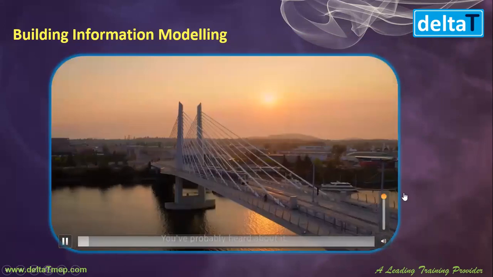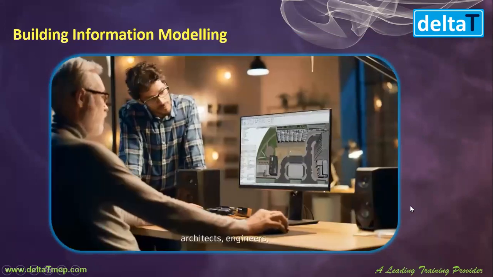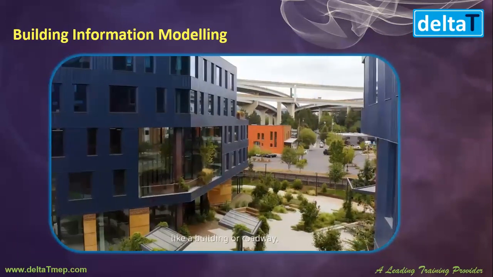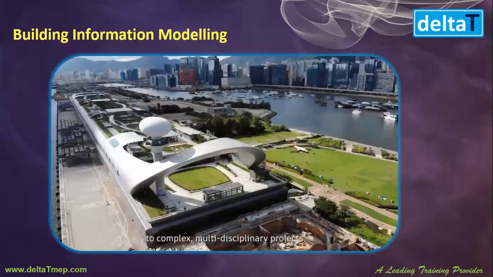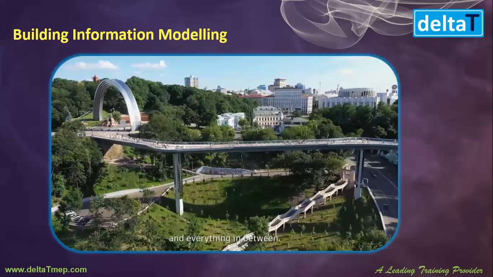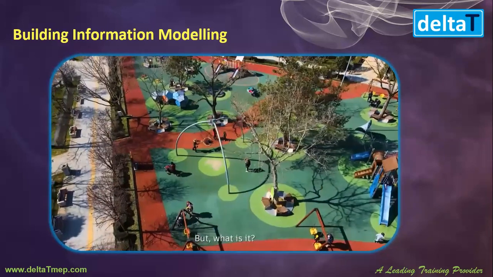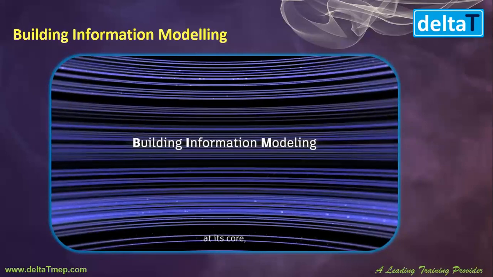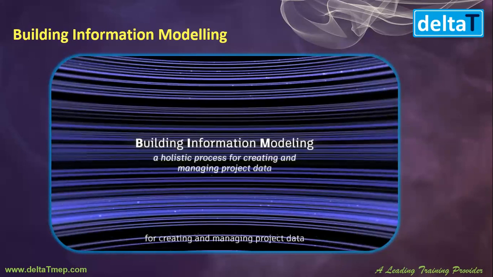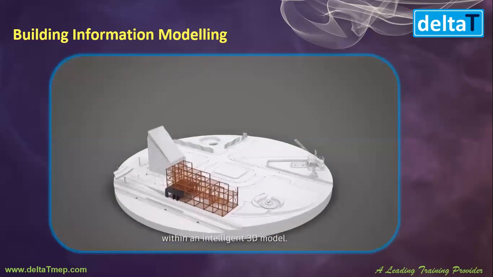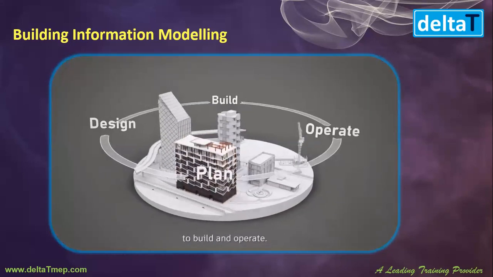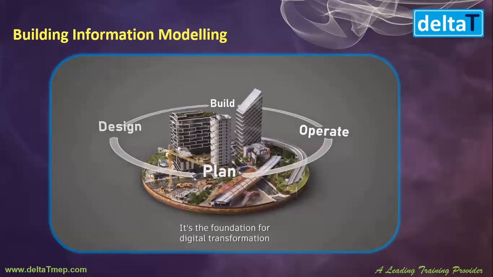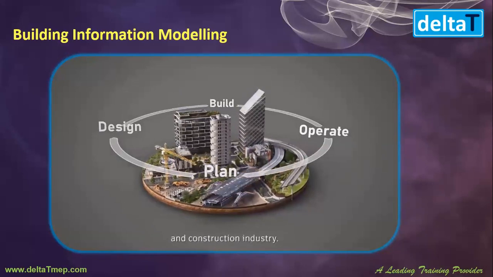BIM. You've probably heard about it. And you may know that today's architects, engineers, construction professionals, and owners are using BIM from small or seemingly simple projects, like a building or roadway, to complex multidisciplinary projects, like a major urban development, and everything in between. But what is it? What is BIM? BIM, Building Information Modeling, at its core, is a holistic process for creating and managing project data within an intelligent 3D model. From plan and design to build and operate, it's much more than a single tool or technology. It's the foundation for digital transformation in the architecture, engineering, and construction industry.